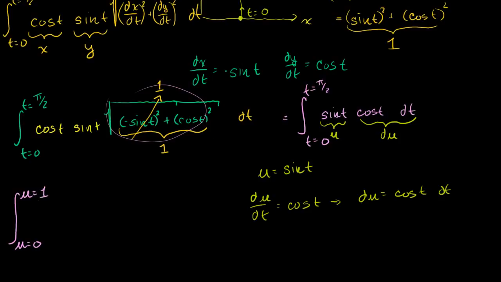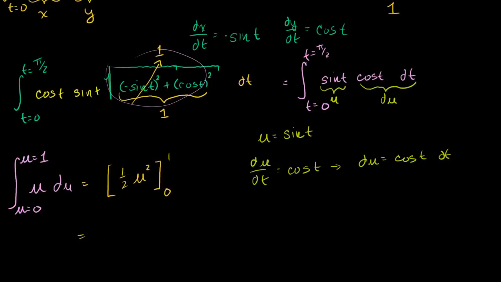And then we have, instead of sine of t, I'm going to write u. And instead of cosine of t dt, I'm just going to write du. And now this is a super easy integral in terms of u. The antiderivative of u is 1/2 times u squared, right? We just raised the exponent and then divided by that raised exponent. So 1/2 u squared, evaluated from 0 to 1. This is equal to 1/2 times 1 squared minus 1/2 times 0 squared, which is equal to 1/2 times 1 minus 0, which is equal to 1/2.